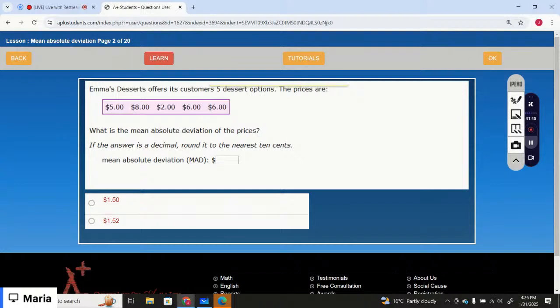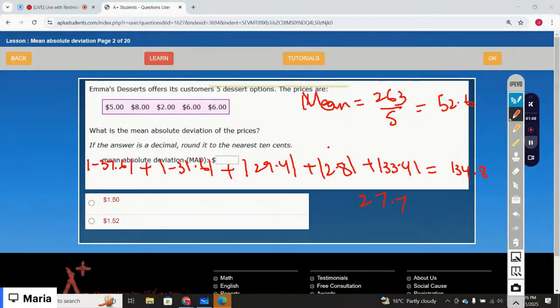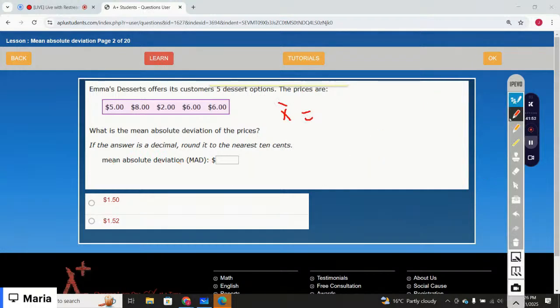So the first thing is I'm going to calculate the mean. Let me just add these numbers, that is 5 plus 8 plus 2 plus 6 plus 6. That is 27. 27 divided by 5 is 5.4. Now subtract each value from the given value.